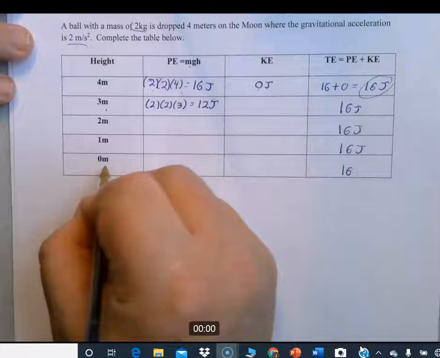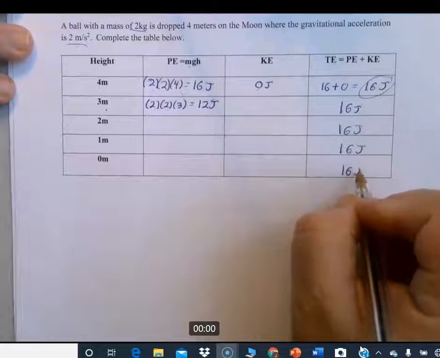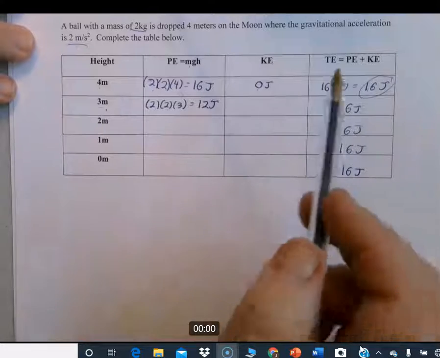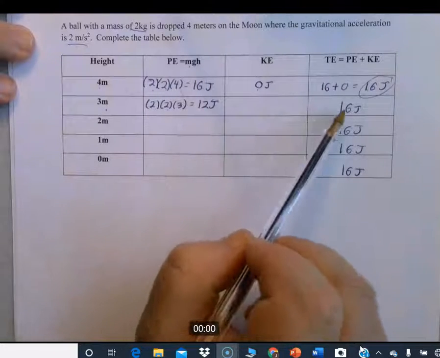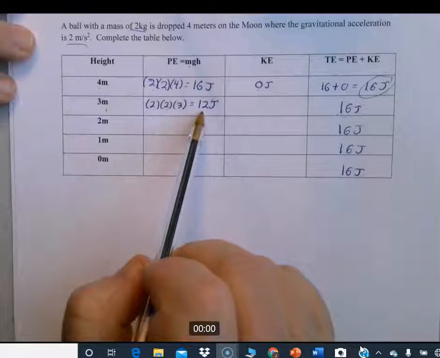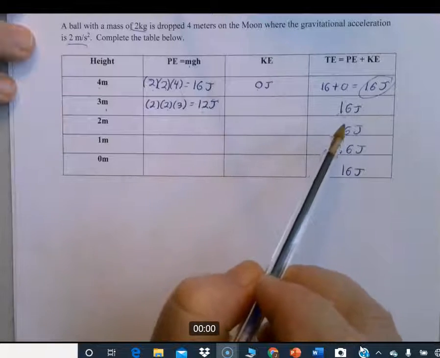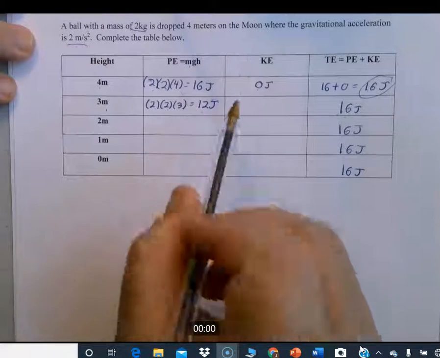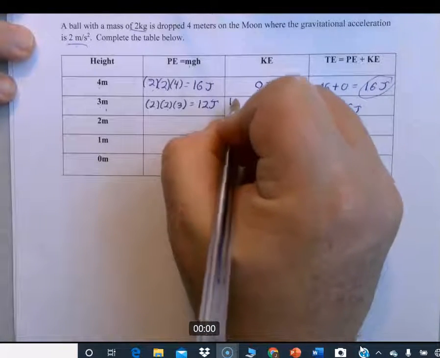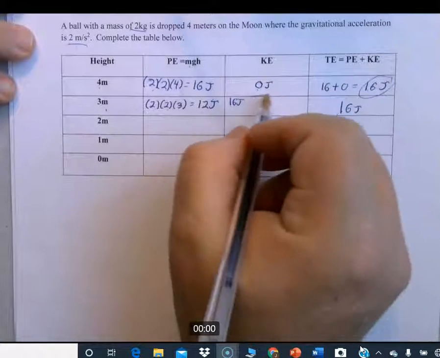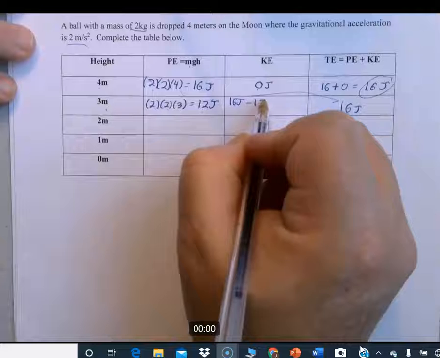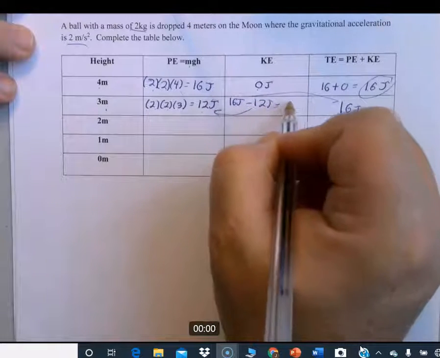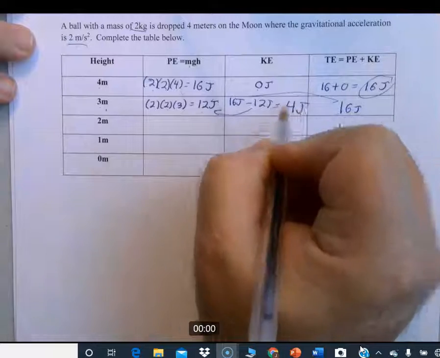And again, this 0 at the bottom means just before it hits the ground, because once it hits the ground, as I said, it releases this energy. Okay, so now we know that PE plus KE equals total energy. So right here we have 12 plus some unknown number equals 16. So you can do that as a subtraction. 16 minus 12 equals, and I'll go ahead and write that. So 16 joules, which you got from over here, minus 12 joules, which you got from right there, is going to equal 4 joules. So it has 4 joules of kinetic energy.